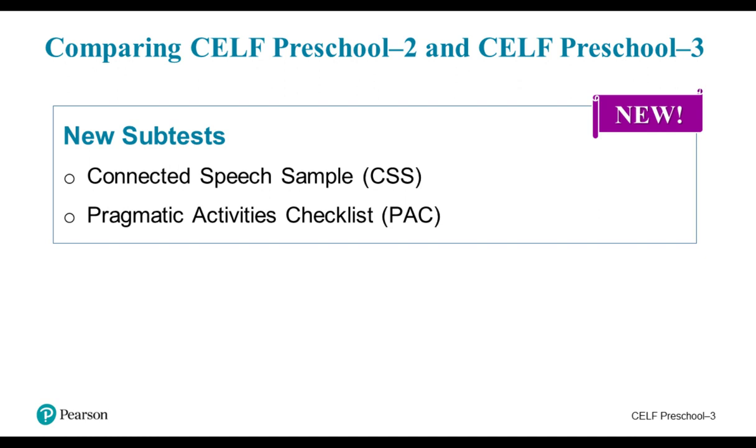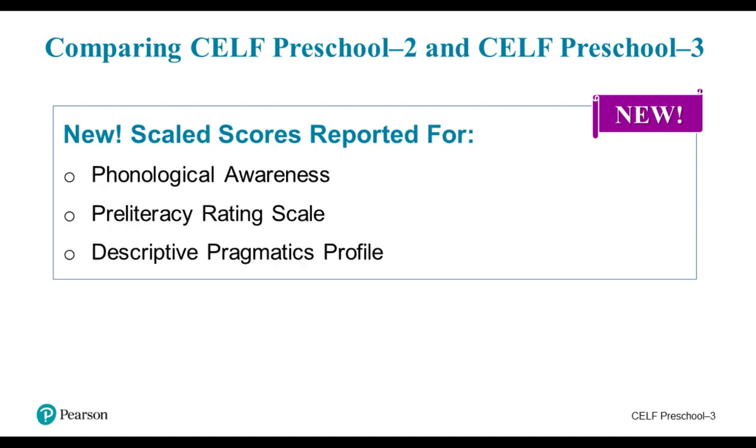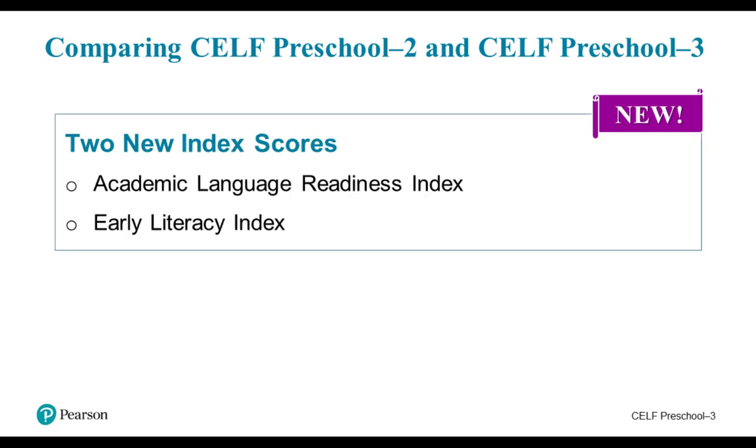With CELF Preschool-3, we want to start by looking at some of the changes from CELF Preschool-2 to CELF Preschool-3. You'll notice there are a few new subtests on CELF Preschool-3. The new subtests are the Connected Speech Sample as well as the Pragmatic Activities Checklist, and we'll talk more about these here in a few minutes. In addition, we offer scaled scores for 3 subtests, and this is new: Phonological Awareness, Preliteracy Rating Scale, and the Descriptive Pragmatics Profile. So you'll be able to generate scaled scores for these 3 subtests as well.